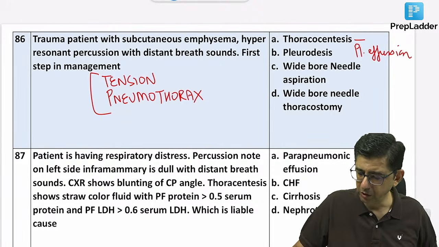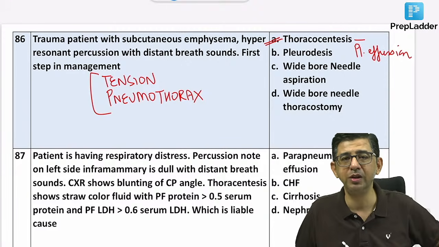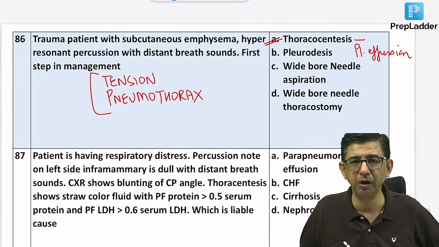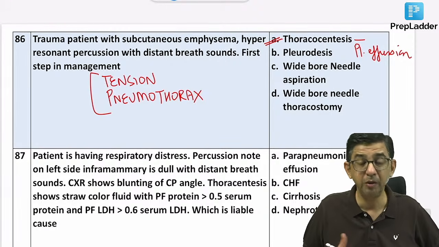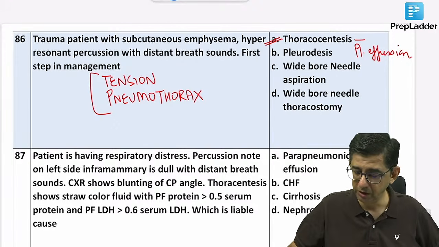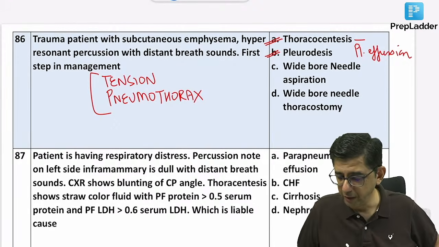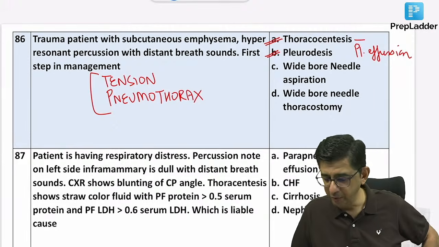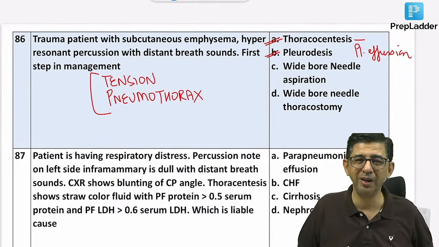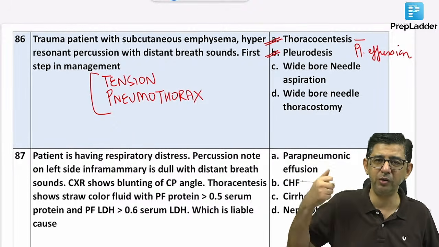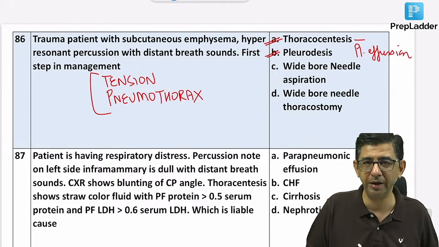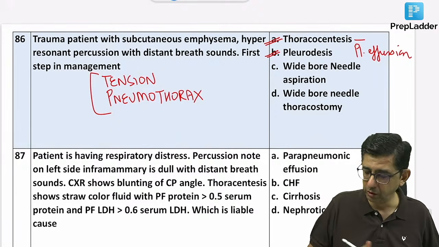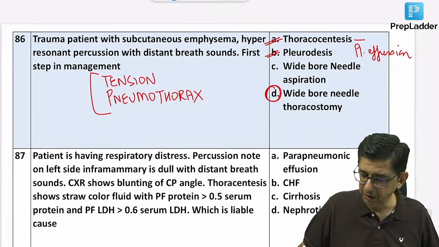Option A cannot be the answer to this question because thoracocentesis is done for pleural effusion. Pleurodesis is done in patients who have lung cancer, so that is ruled out again. Then there is wide bore needle aspiration, and then wide bore needle thoracostomy. We are not doing an aspiration, right? It's not that we are trying to suck out some air using a syringe and a needle. It is a wide bore needle thoracostomy. The correct answer is option D.